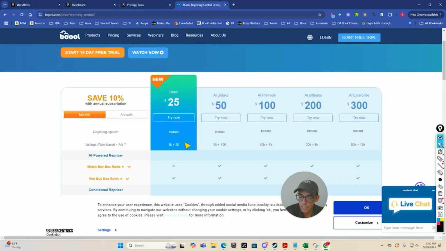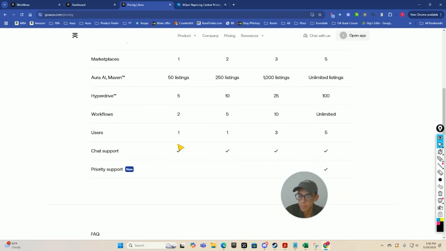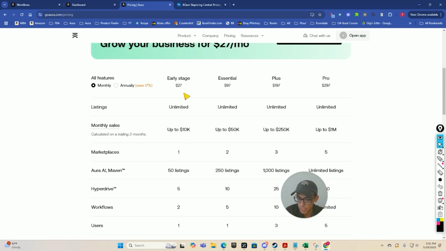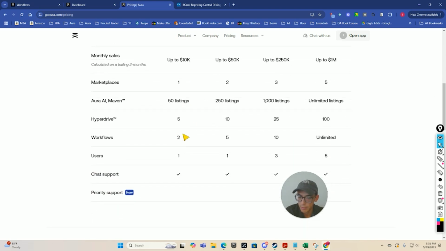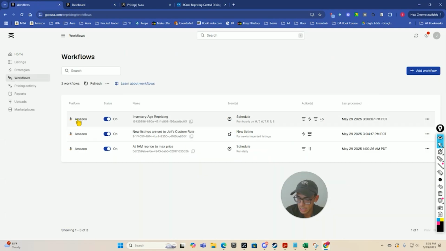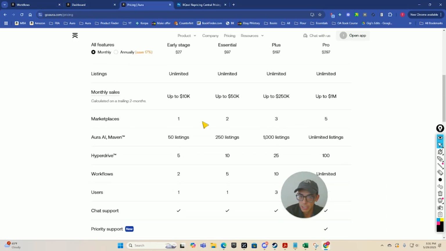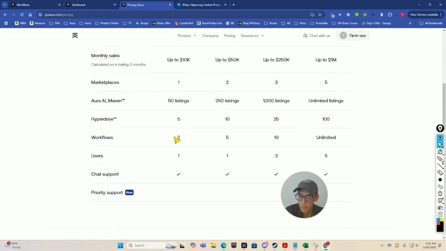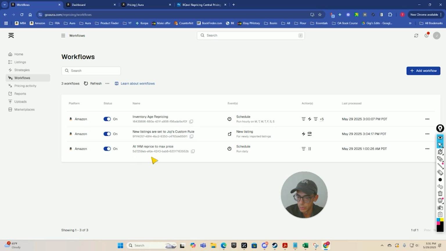And I also like the fact that you can set up workflows for conditional age repricing. So at the $27 rate you actually have the ability to have two workflows set up, which is what I'm going to show you how to create. I actually have three workflows right here because I'm at this plan. I'm at $97 a month because I do over $10,000 a month in revenue. But you can definitely operate on only two workflows, which I'll show you. Like you don't need this one right here, 1 a.m. reprice the max price. I'll show you how to do it, but you don't necessarily need that.